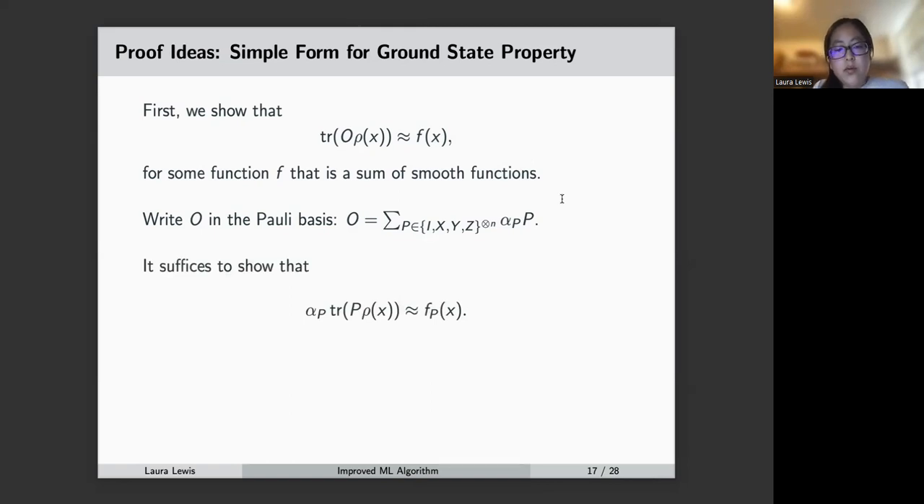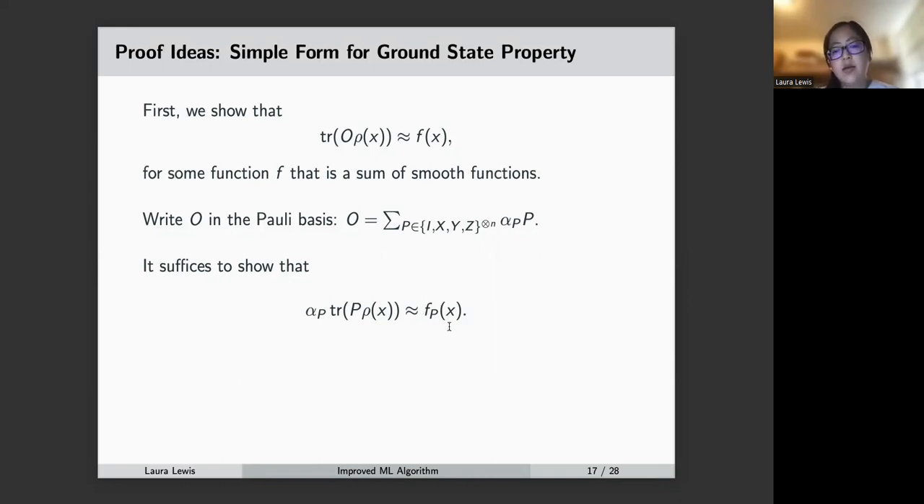And then what we can see is that it suffices to show that alpha_p times trace(P rho(x)) is approximated by some smooth local function f_p(x). The reason it suffices is that if we sum both sides over all of these Paulis, then by the definition of this O, on the left-hand side we have the sum of these alpha_p P, and so that's just O. So on the left-hand side, we have trace(O rho(x)).